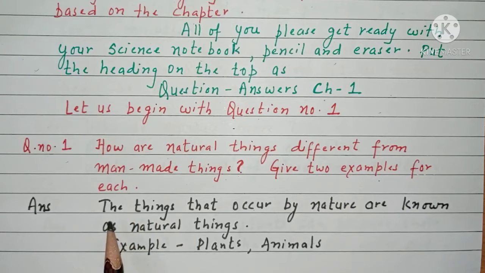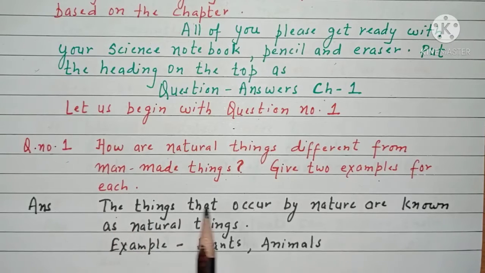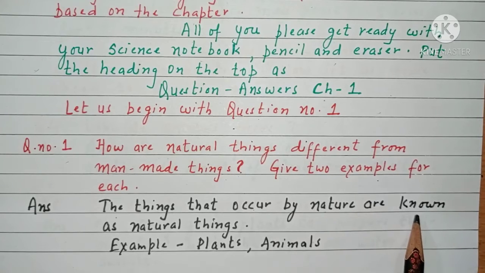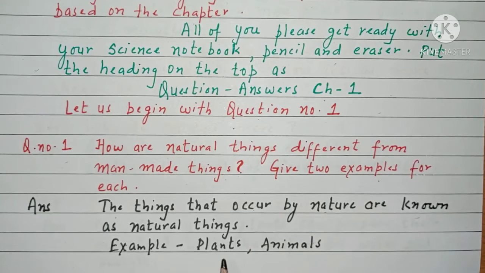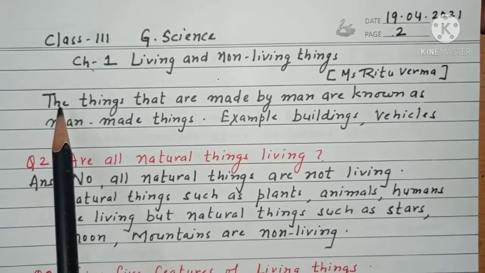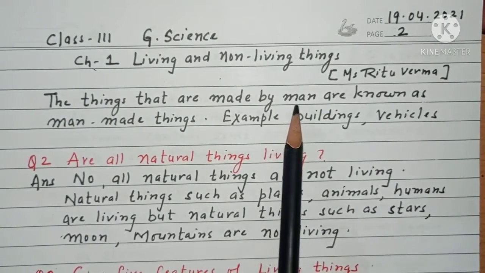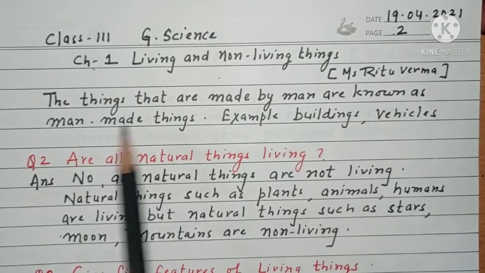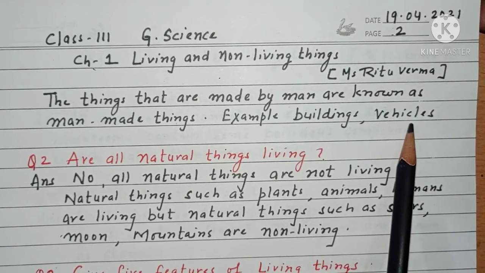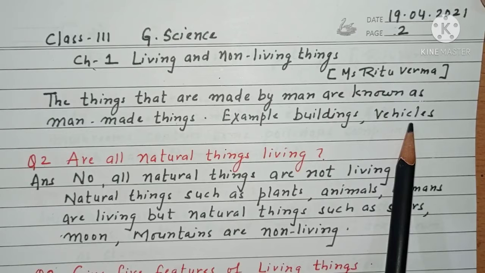Now, students, as already discussed, the things that occur by nature, that means which are not made by man, they are the natural things. In natural things, we have plants, animals, we have mountains, rivers, all these are the natural things. The things that are made by man, which man has made, they are known as the man-made things. We can have buildings, we can have vehicles, we can have furniture, all these things which are made by man for its use. They are the man-made things.